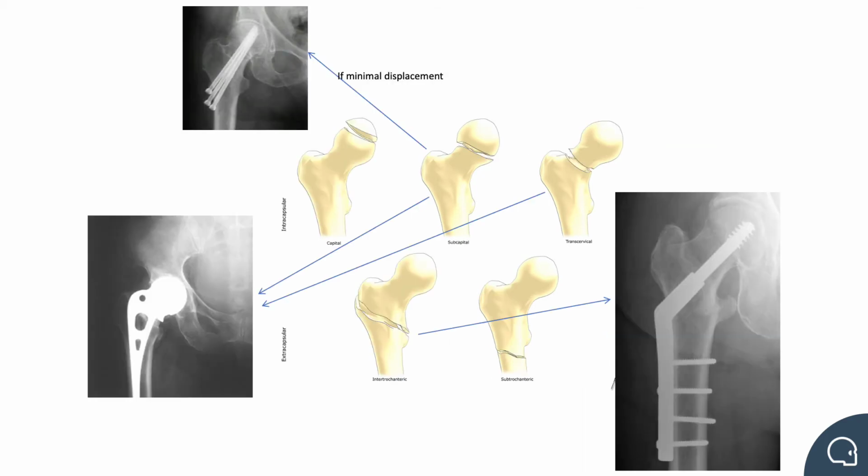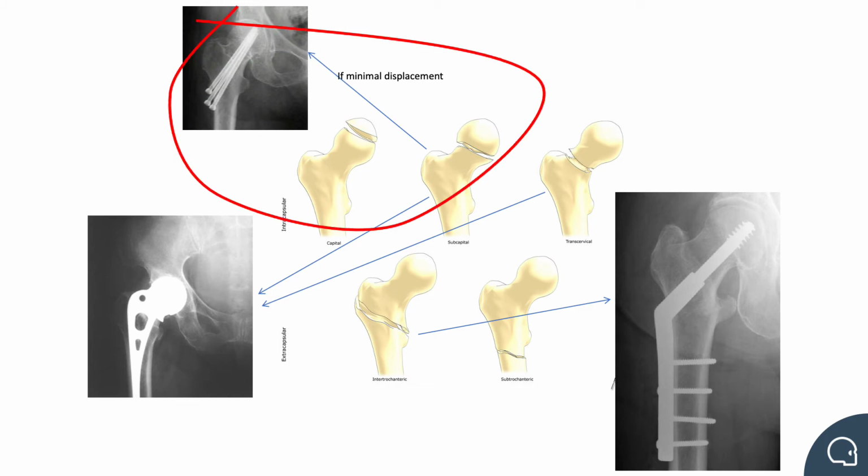If there's a subcapital fracture with minimal displacement, the blood supply to the head of the femur is probably intact, and this could be treated by putting some screws through the proximal femur, through the neck, into the head to stabilise it.